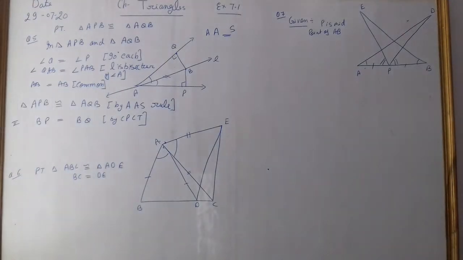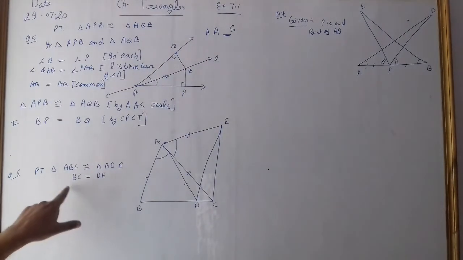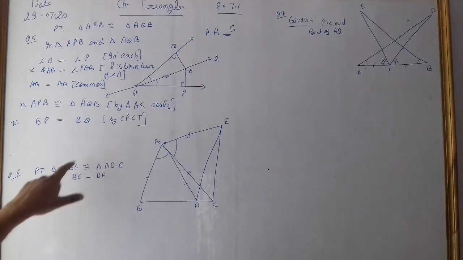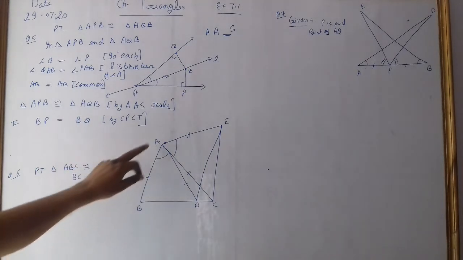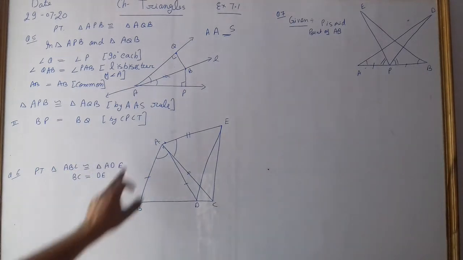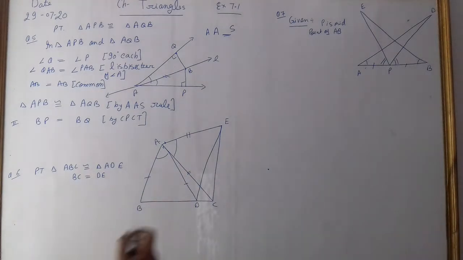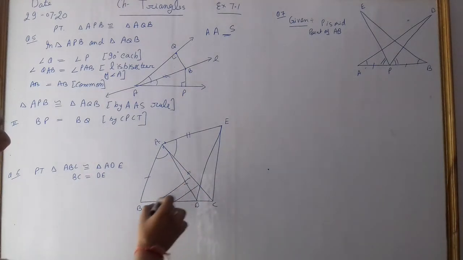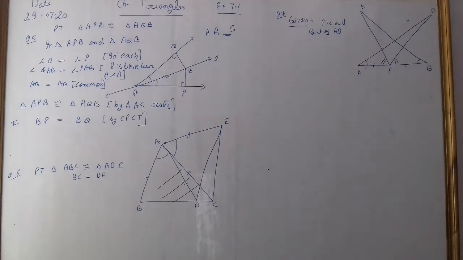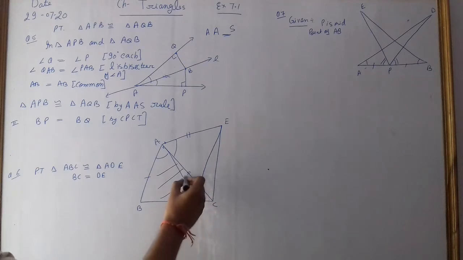So we have to prove this triangle ABC congruent to ADE. ABC, this one whole triangle, and ADE, this whole.